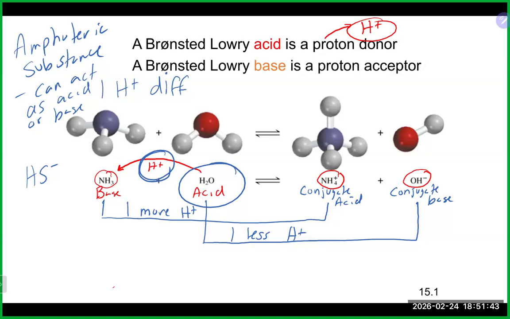But water is very commonly an amphoteric substance that in certain situations will act as an acid, and in other situations will act as a base. Any questions on that there? All right, good place to leave it up there.